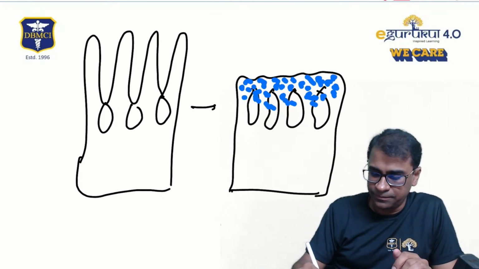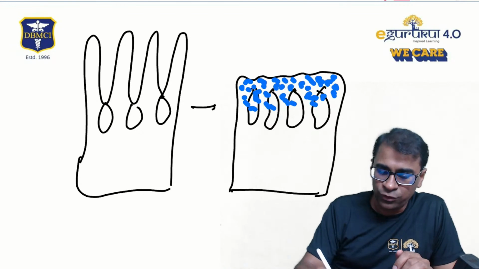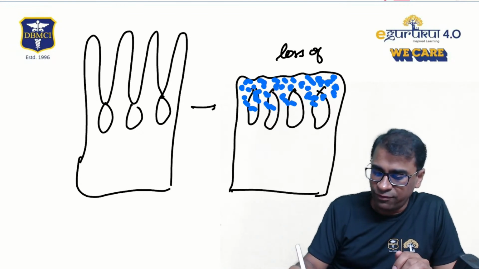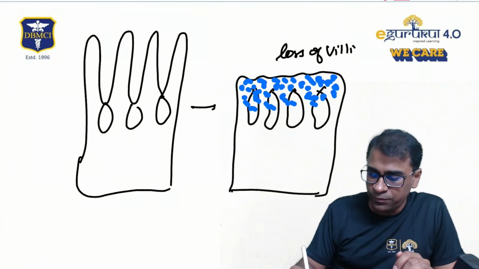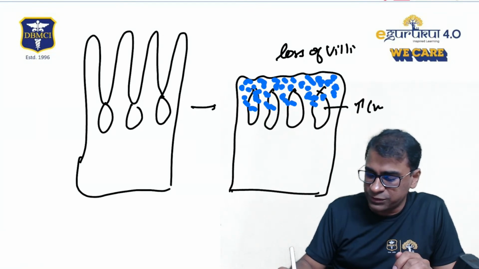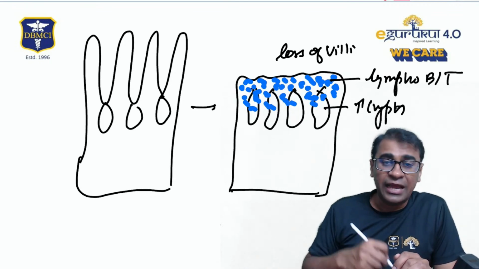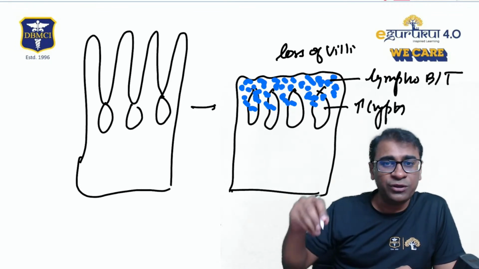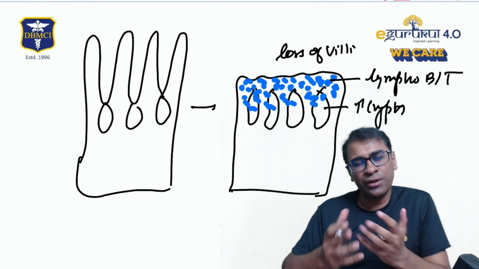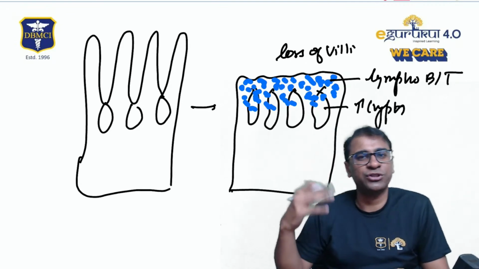That's celiac disease. So what do you draw? Loss of villi. What do you draw? Elongation of crypts. And what do you draw here? Lymphocytes, which are B and T cells. And therefore the answer should not actually be 2, but looking at the options, we have to take option 2 also as correct.